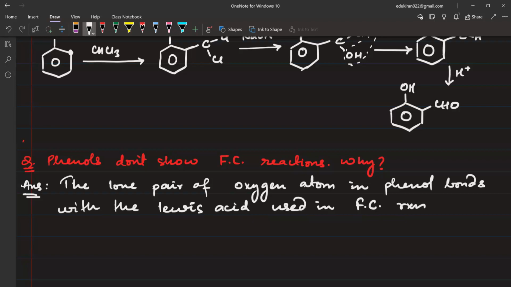A similar question is there also in the case of aniline, that we are going to look at in the last chapter, that is amines. So aniline also does not show it, because the nitrogen in the NH2 of aniline also has a lone pair. Okay.